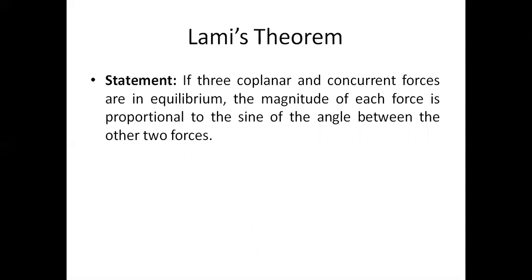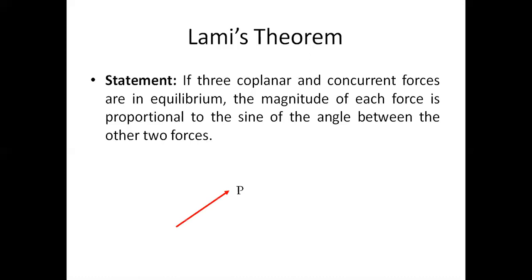What do we mean by equilibrium? Net force on the system is zero. That means it is stable. If all these forces act, the system will be stable and it will not move anywhere in any direction. That means they are in equilibrium. So if three coplanar and concurrent forces are in equilibrium, the magnitude of each force is proportional to the sine of the angle between the other two forces. To understand the statement, let us represent it graphically.